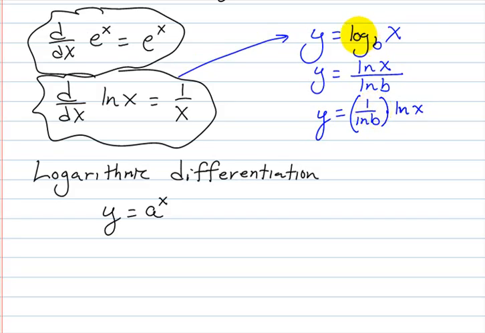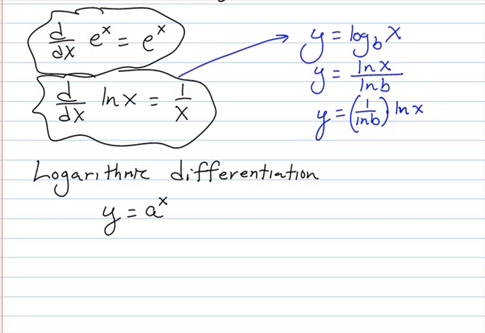So if they give you log, do a change of base to make it an ln, and then employ this rule that the derivative of the natural log of x is 1 over x. So in this case, the derivative of y in the blue over here would be 1 over log b times the derivative of this, which is 1 over x.